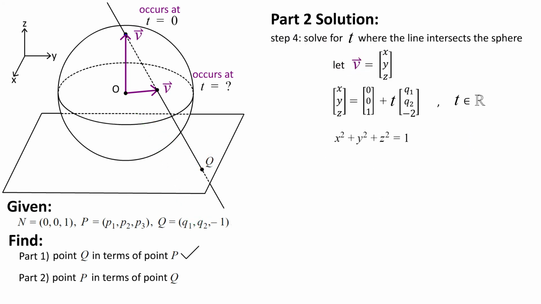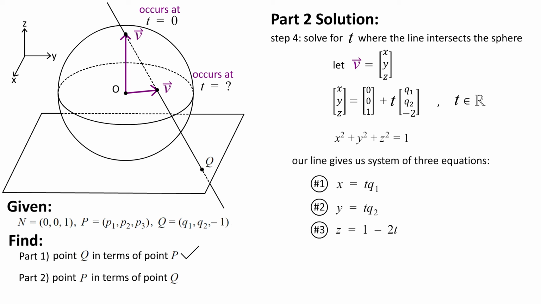Cleaning up the screen a bit, from our line, we get a system of 3 equations representing the 3 Cartesian coordinates for vector v at various values of t. Equation 1 is x equals tq1, equation 2 is y equals tq2, and equation 3 is z equals 1 minus 2t. So if these are the x, y, and z coordinates of vector v, and if the sum of their squares equals 1, to see where our line intersects the sphere, we must plug these coordinates of our line into the equation of our sphere and then solve for t.